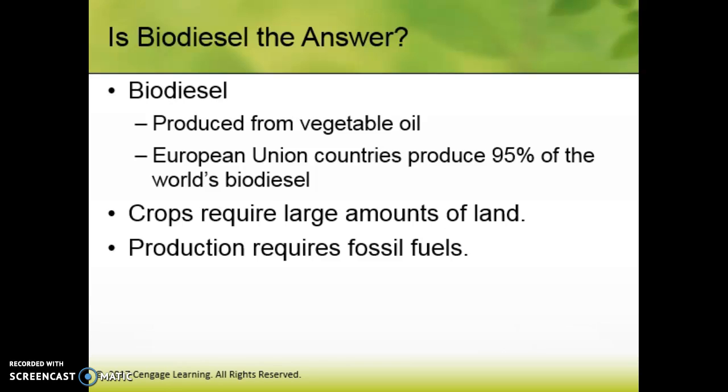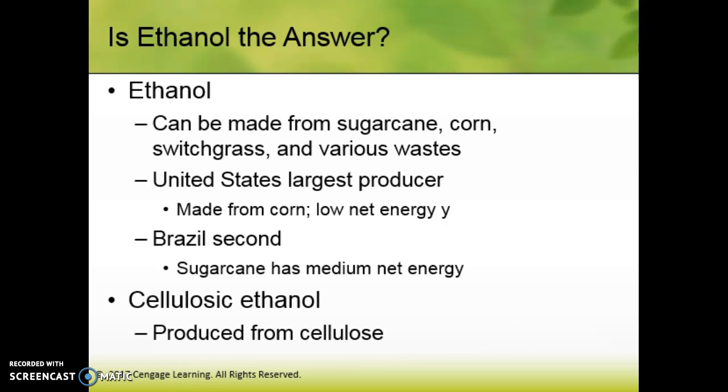The European Union makes most of the biodiesel that's made in the world, 95% of it. But the crops that go into making vegetable oil take a huge amount of land, and it requires fossil fuel. So there are some advantages and definitely some disadvantages. Ethanol is one we're more familiar with because we use it here in the U.S. You see all the different things that you can make ethanol from. Typically, we make it from corn. Sorry about this typo here.